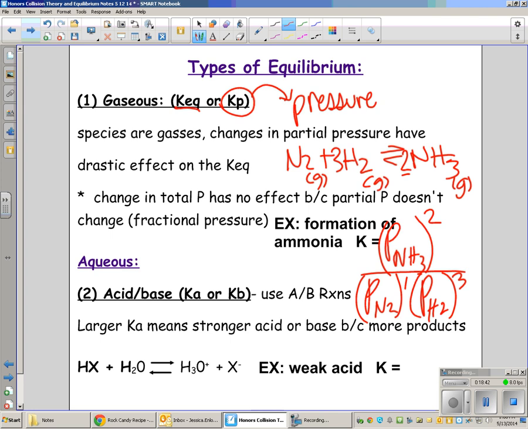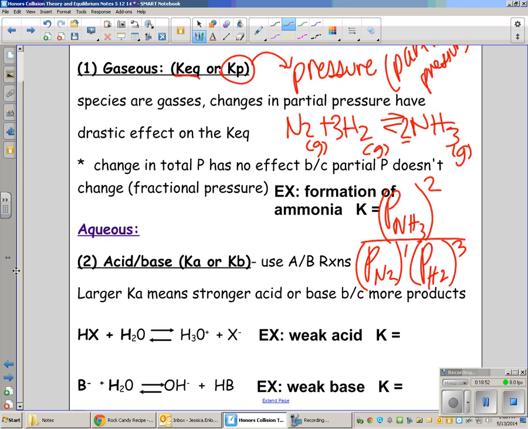So those are called the partial pressures. Partial pressure KSP ones, the K expressions. They're the same thing. It's just you have to write it with pressures if they give you pressures. And I'll talk about the meaning with this change in total pressure, no effect. I'll talk about that when we talk about another concept later.